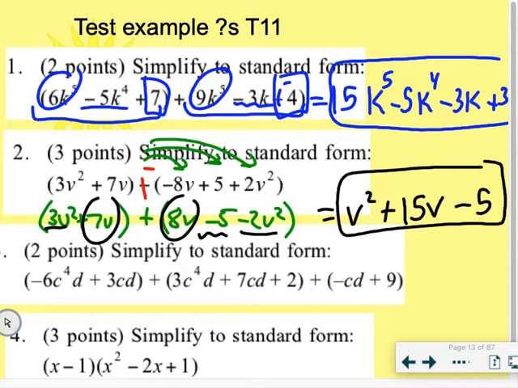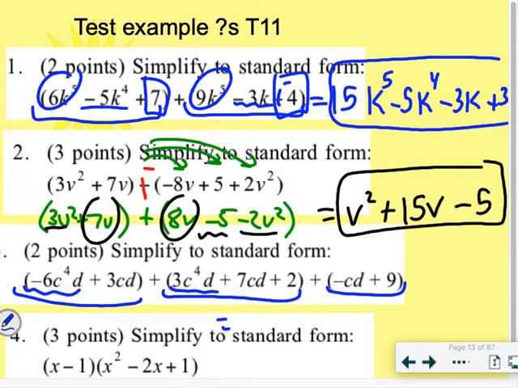The third one is just basically dealing with what are like terms when we have multiple variables and we have multiple polynomials. We have three of them. We have a binomial, a trinomial, and another binomial. So I'm just going to add all of these. So are there any other c to the fourth d terms? Well, there's another one. So if I combine those, I would get negative 6 of them plus 3 of them is negative 3, c to the fourth d.